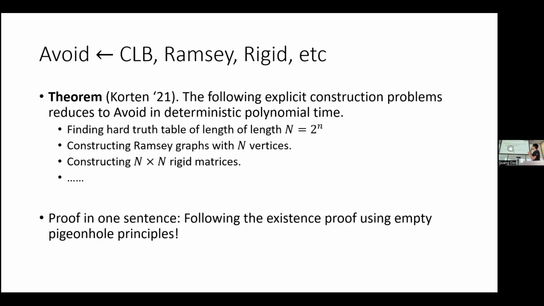So all these proofs can be done in one sentence. That is, you consider the existing proof of this explicit construction problem, and you suddenly realize that this is just some empty pigeonhole principle, and you can use this range avoidance problem to simulate the empty pigeonhole principle to find this good instance. So although it may take some time to go through all of this, it's a one sentence proof actually.